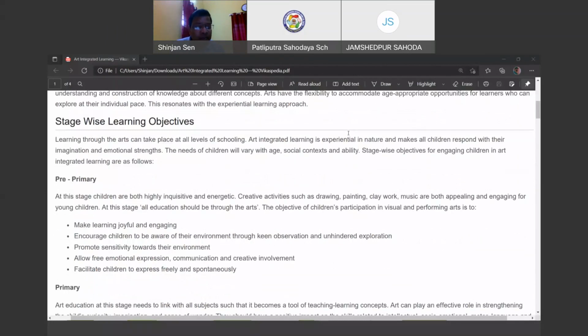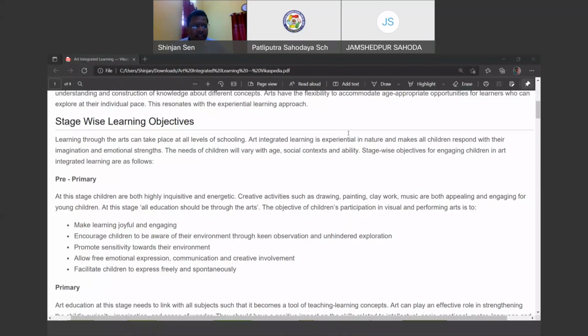Allow free emotional expression, communication, and creative involvement. At pre-primary stage, we will be doing all these things with art. Facilitate children to express freely and spontaneously. No judgment, no discussion, no competition, no comparison. Let them live in the free world and let them express themselves freely.